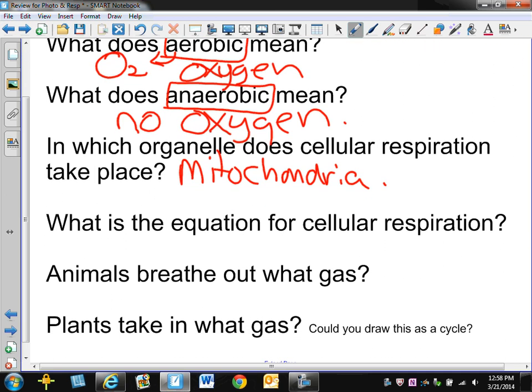What is the equation for cellular respiration? Can you do it? What do we need to breathe? O2. Let's start there, because it's all about us. Okay? So here we are, and we need to breathe O2. Now, we need to eat food, right? And that's going to be in the form of sugars. So we're going to have C6H12O6.